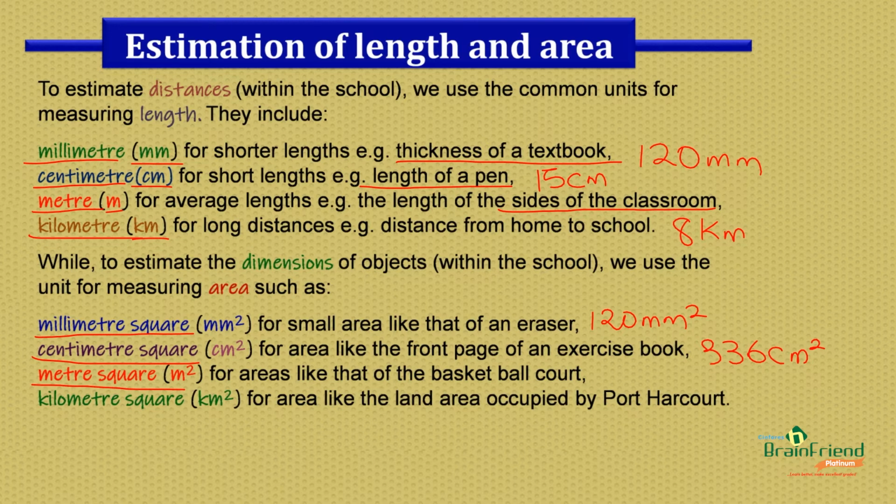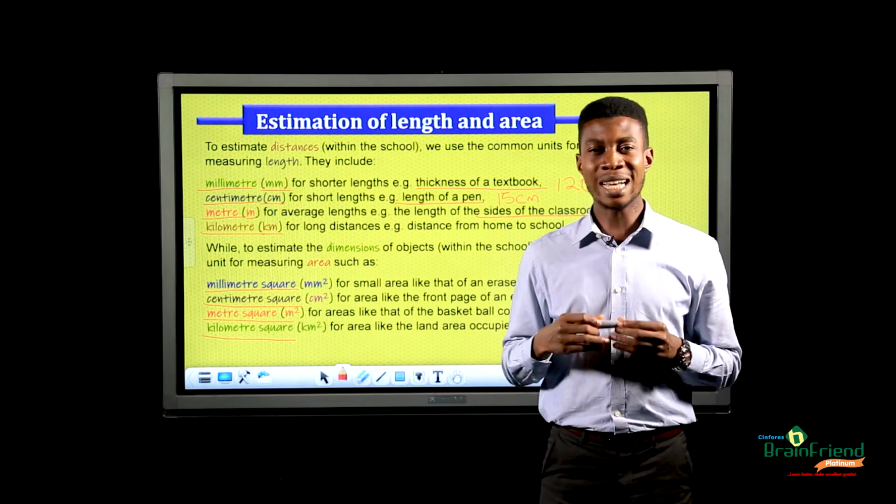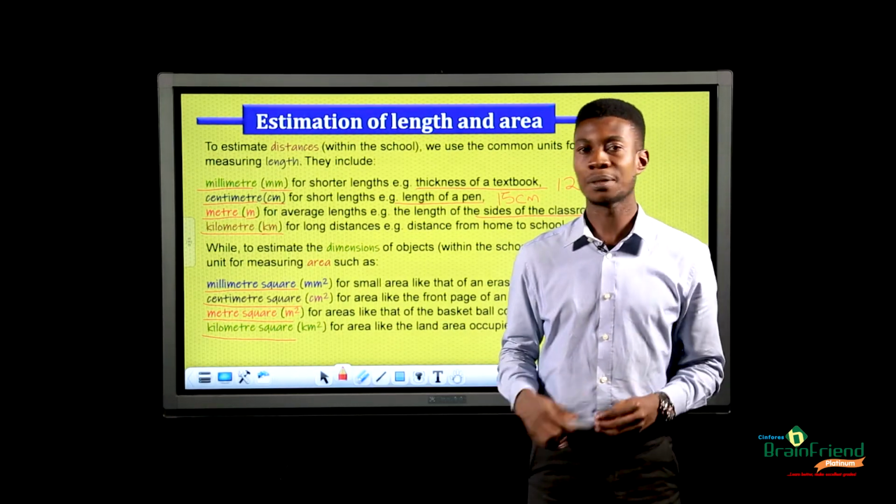A basketball court can be measured using the meter square. An estimated value for a standard basketball court is 420 meter squared. And lastly, the kilometer square is used for large area of land. For example, the land area occupied by Port Harcourt City. An estimated value is 369 kilometer squared. Let's move on in this lesson to find out how we estimate mass and capacity.